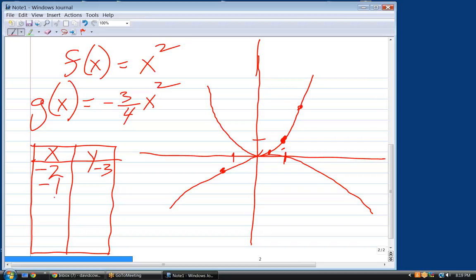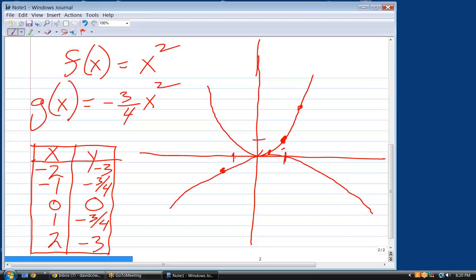How about x of -1? Let's see. That's 1 times 3/4. That's negative 3/4. And for 0, 0. And 1 would be negative 3/4. No, my bad. I'm really going to confuse you if I do that. Yes, it's the same as when it was -1, because this thing is symmetrical about the y-axis. So whatever -1 is, the positive 1 has to give you the same answer. So 2 also has to be equal to -3.